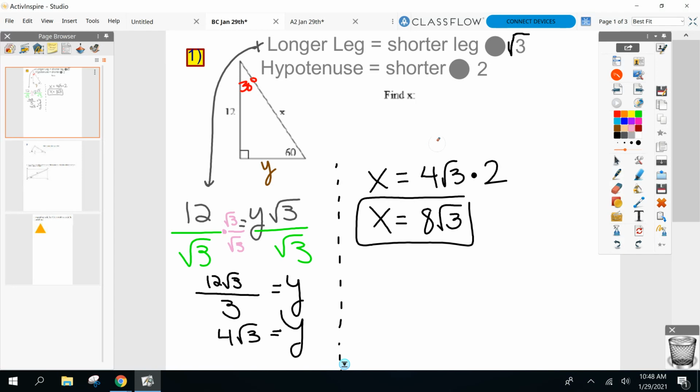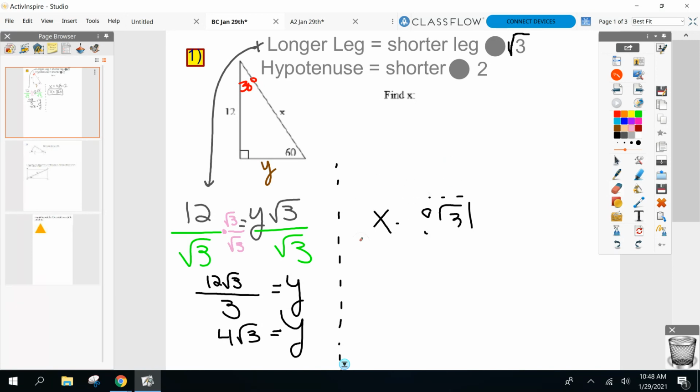So then when you're multiplying radicals, you can multiply the numbers underneath. Correct. You are correct. Adding and subtracting, that rule does not apply.